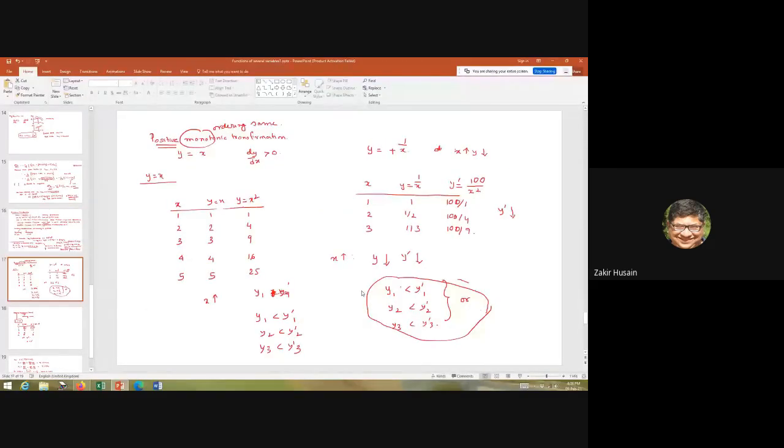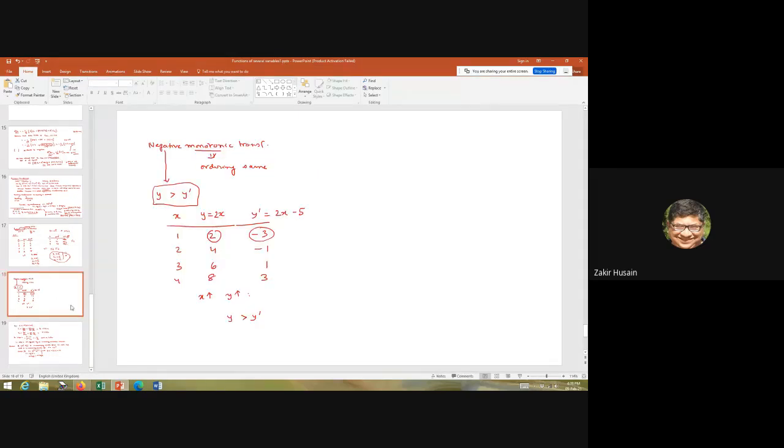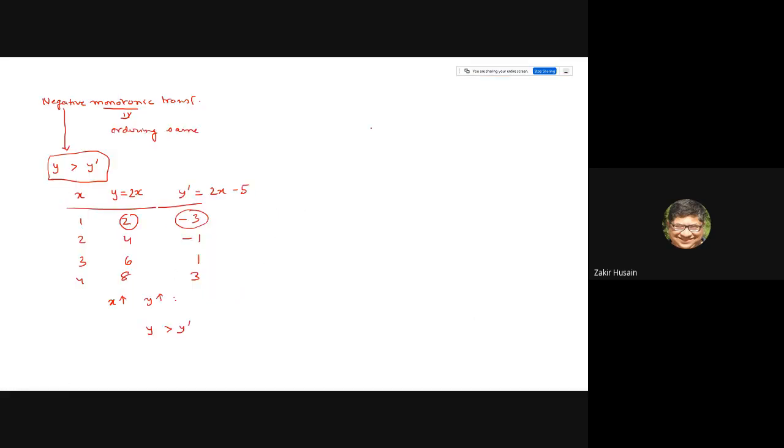Now, if you have a monotonic transformation, using the chain rule, dV by dx1 can be written as dV by dU into dU by dx1, which is simply f prime into U1. For V2, it will be simply f prime U2. Okay. Now tell me one thing. What we have done was, I'm writing down what I've told you.